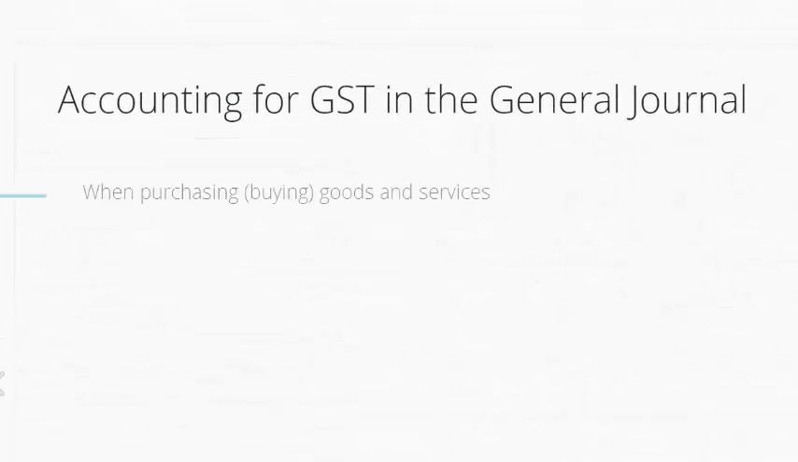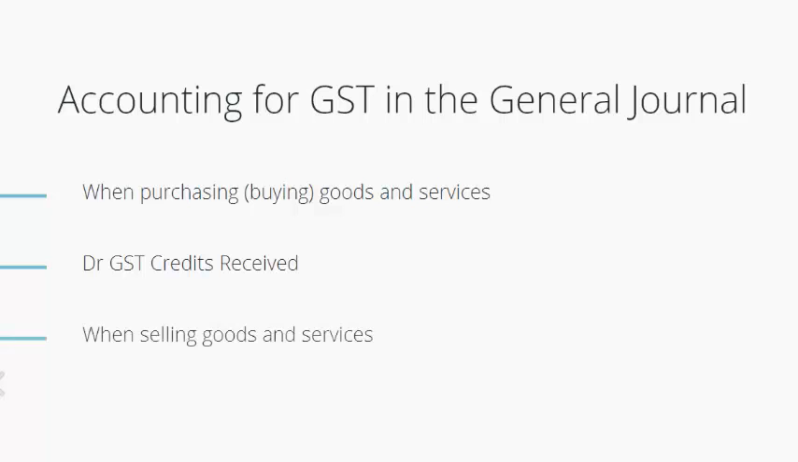Okay, so how do we account for it in the general journal? So when we buy goods and services, whether I'm in a jeans store, I buy some jeans and I pay GST on that, but I want to sell them at a profit, then that amount I must be able to get rebated, or alternatively, if I have other costs like rent and so forth, I then have to account for this thing called GST credits received, which appears as a debit item, which I'll show you in a practical example in a little moment.